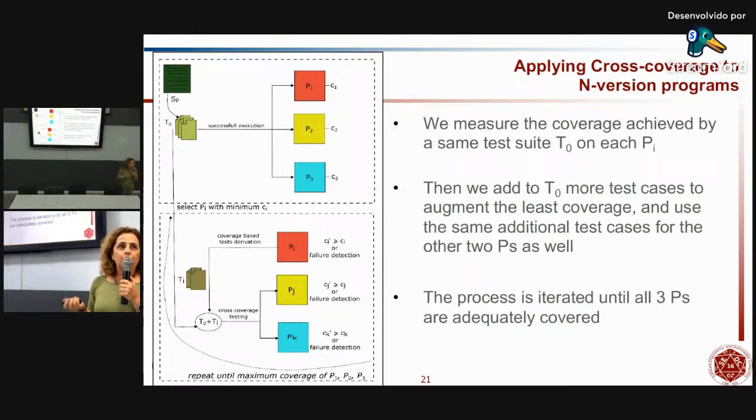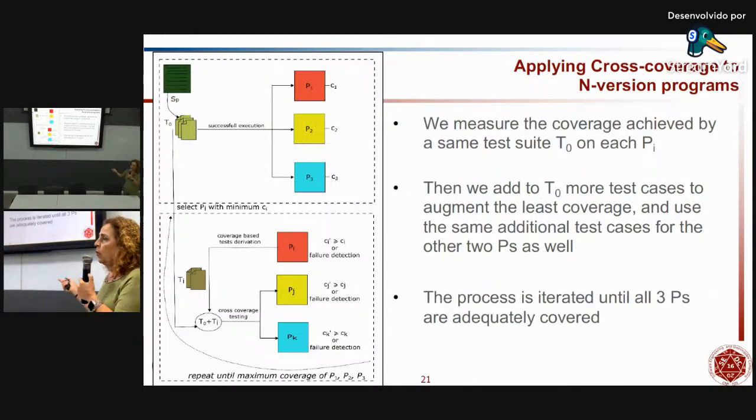Now, if C1, C2, and C3 are quite different, some small difference could be acceptable. But if there are big differences, I start to suspect that the three programs, which should be redundant and do the same thing, actually are not. So what we propose, as an application of cross coverage, is that we start to augment the program that has the least coverage. Suppose that C1 is the lowest value between C1, C2, and C3.